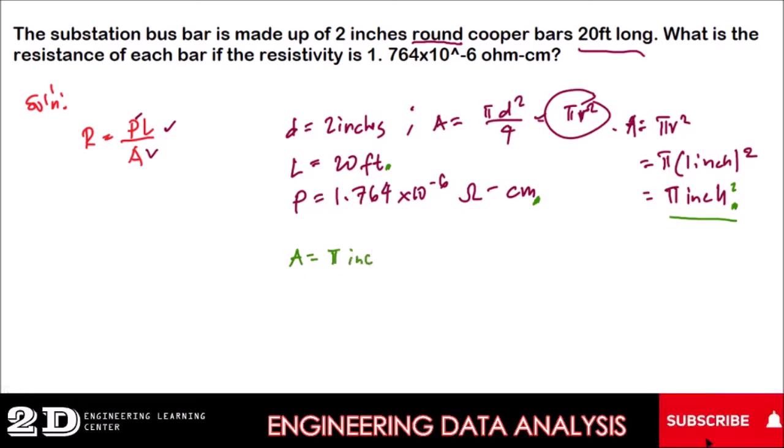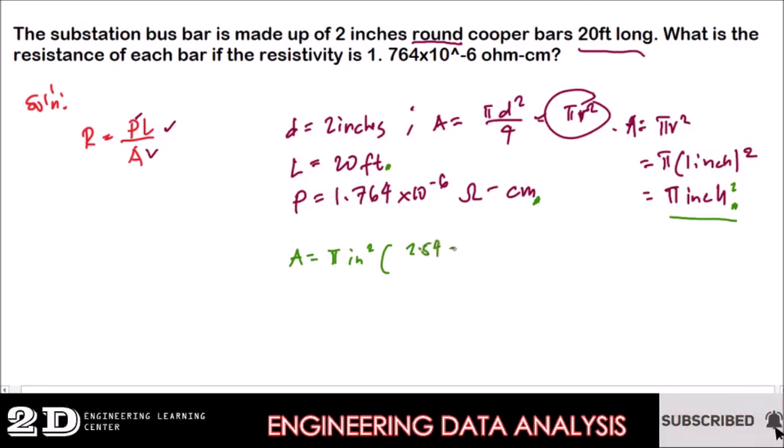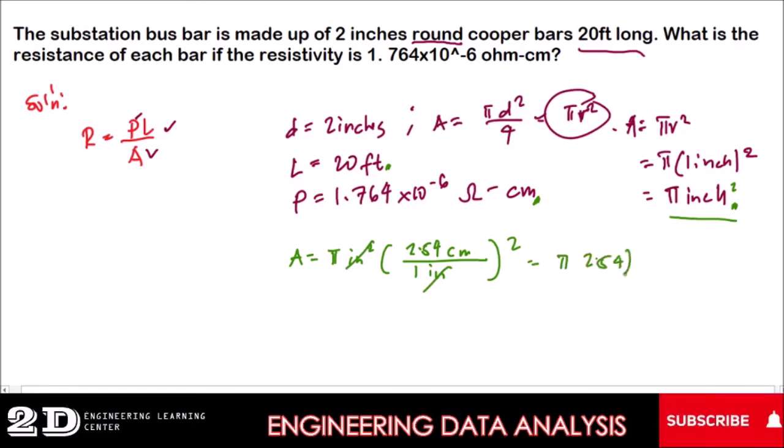Okay, kung sila inch squared. So 2.54 centimeter, yan yung equivalent ng 1 inch. I-square natin yan. So magka-cancel to. So we're left with pi times (2 times 2.54) squared centimeter squared. Okay, so gamitin natin yung calculator natin.